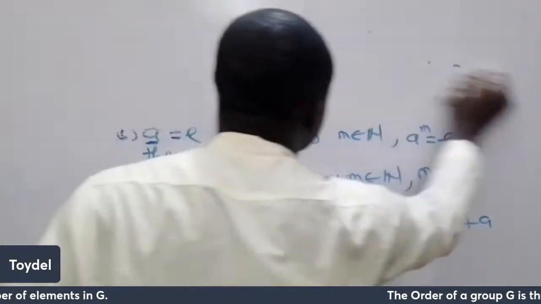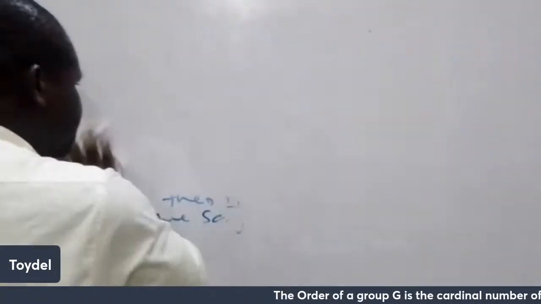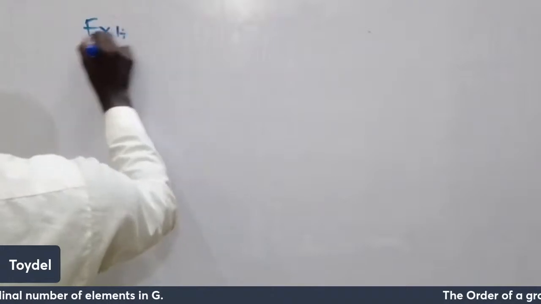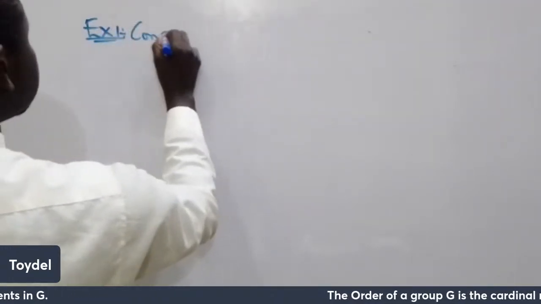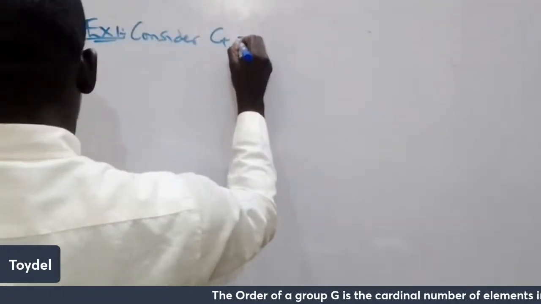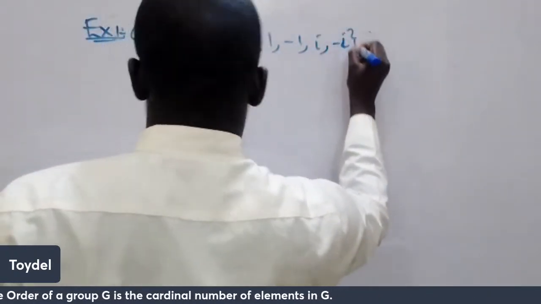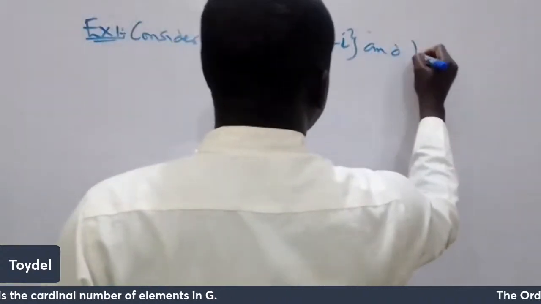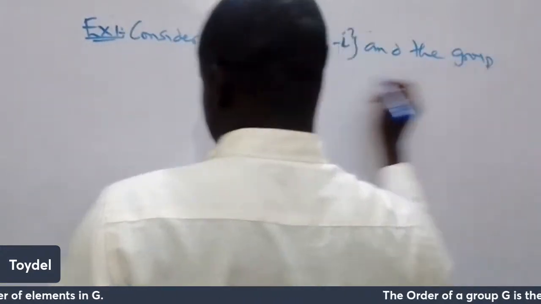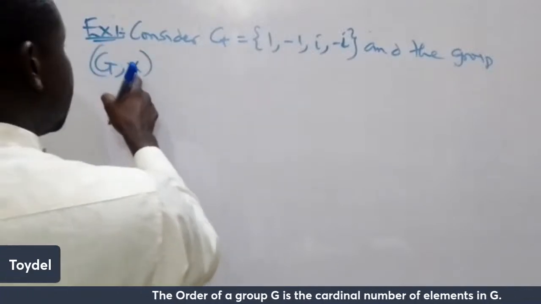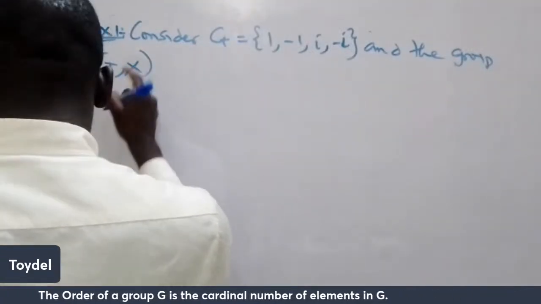Now let's see an example. I want us to see an example on the order of an element, so that I will use this example to buttress my point, so that you understand it better. Let's see an example on the order of an element. Consider G, which is equal to {1, -1, i, -i}, and the group G with binary operation multiplication.